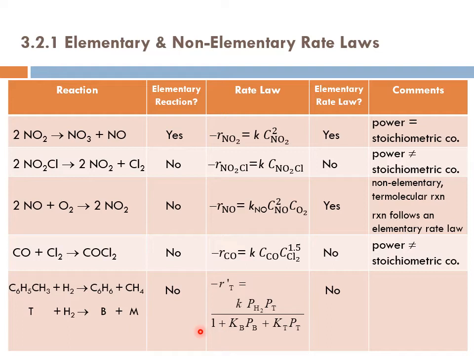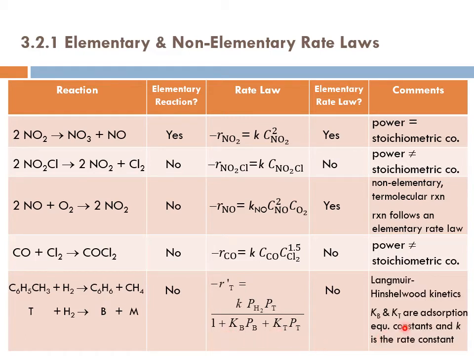Okay, let's look at the rate law. The rate law looks something like this, where you have k as the rate constant. We have capital K, so that means we're talking about thermodynamics. These are what's known as adsorption equilibrium constants. They are equilibrium constants but related to the adsorption process. And k, as we said, is the rate constant. This form of rate law is referred to as Langmuir-Hinshelwood kinetics.